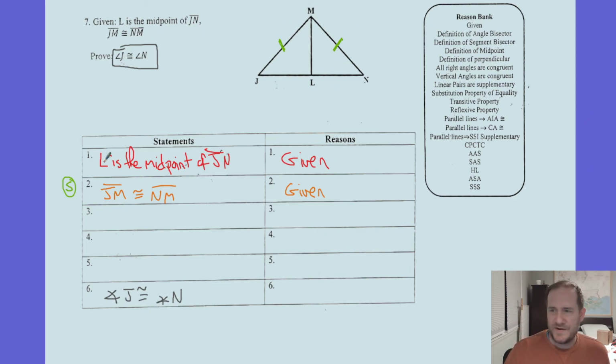But go back here where it said L is the midpoint of JN. If L is the midpoint of JN, that means that JN is getting cut into 2 congruent parts, JL and NL. So that statement is telling you something that you could be putting on line 3. So statement 1 leads directly to line 3 where we can say that JL is congruent to NL. And it's even telling you the reason. We said that L is the midpoint, so the reason is definition of midpoint.